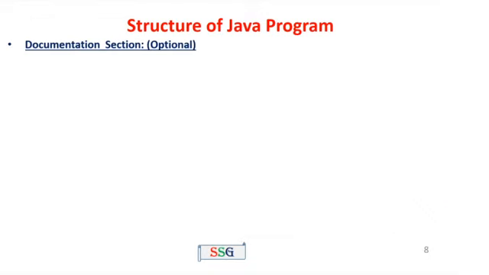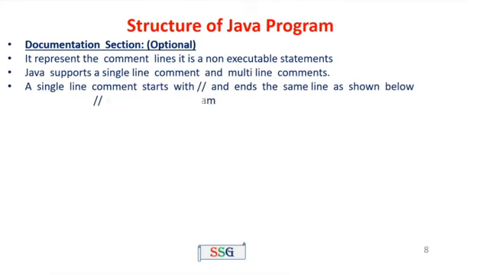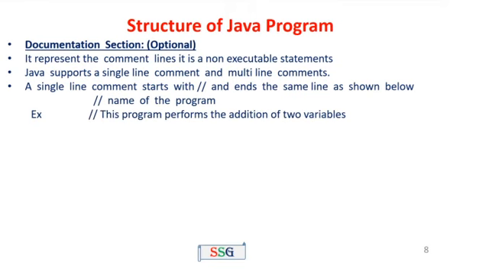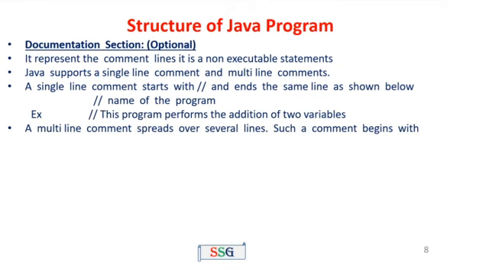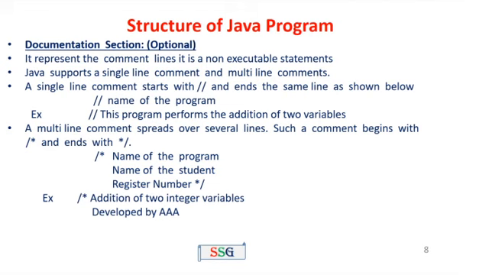The next one, documentation section. All of you know about the documentation section. It's optional. That is single comment line and multiple comment lines. Single comment line means we use the symbol double slash. For example, double slash name of the program. This program performs addition of 2 variables. Multi comment lines spread over several lines. Such comments begin with slash asterisk and end with asterisk slash. For example, slash asterisk name of the program, name of the student, register number, asterisk slash. Example: addition of 2 integer variables developed by AAA. His register number 222205001, asterisk slash.